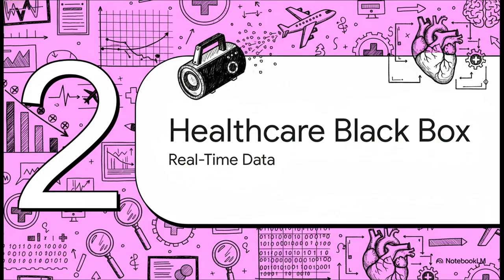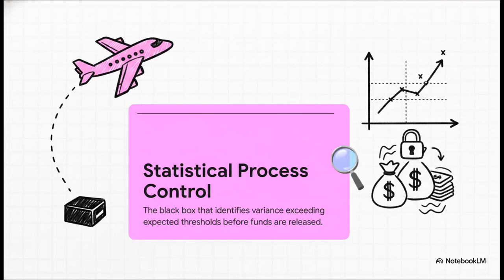Moving on to Section 2, the healthcare black box. Let's look at how aviation safety standards can directly improve our healthcare systems. Aviation handles incredible complexity with massive life-or-death stakes, yet they slashed fatal accident rates by 90% over 50 years. How did they do it? Through relentless, real-time data inspection.